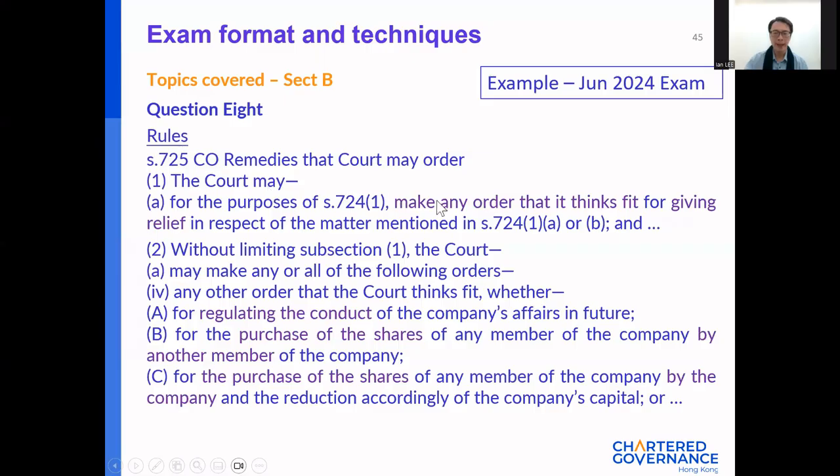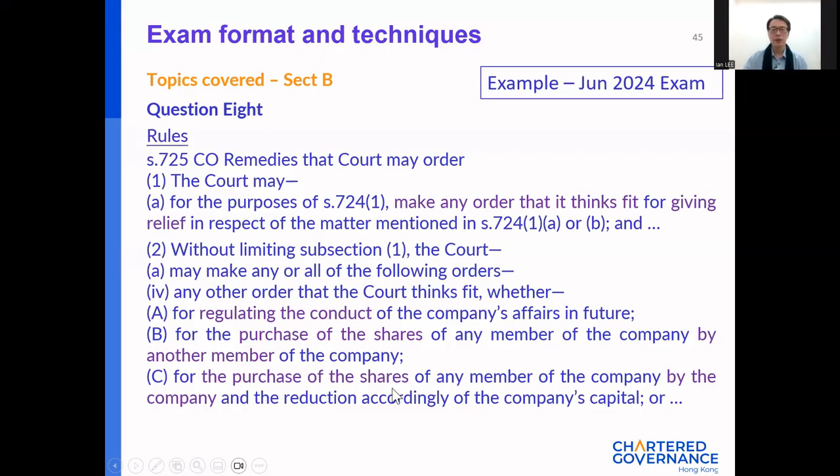So what can the court do if it decides there is unfair prejudice? Well, the court may make any order that it thinks fit for giving relief, and without limiting the powers granted to the court, can make the following orders. So these orders are examples of what the court can do. Number one, regulate the conduct of the company's affairs in the future. That is, change some of the way they behave. Or part B, purchase of shares of any member of the company by another member. So this is a buy order. It's ordering other members to buy the shares of the member that's complaining of the problem.